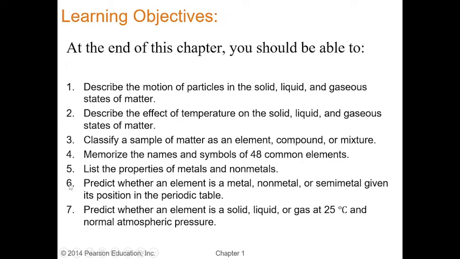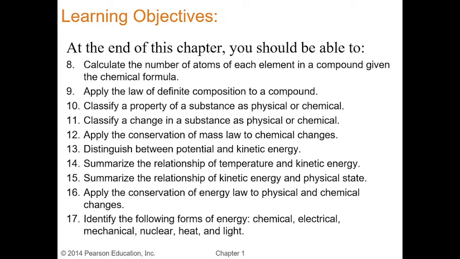Number 6 and 7, we will predict whether an element is a metal, nonmetal, or semi-metal given its position in the periodic table, and predict whether an element is a solid, a liquid, or gas at 25 degrees Celsius or the room temperature and at normal atmospheric pressure. Number 8 is we will calculate the number of atoms of each element in a compound given a chemical formula. Number 9, we will apply the law of definite composition to a compound.